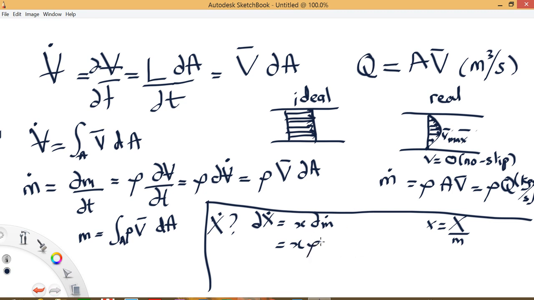x rho v dA. Okay. So to get x, I integrate x rho v dA. Okay. So this is for ideal, and this is for real fluid. You have to integrate.